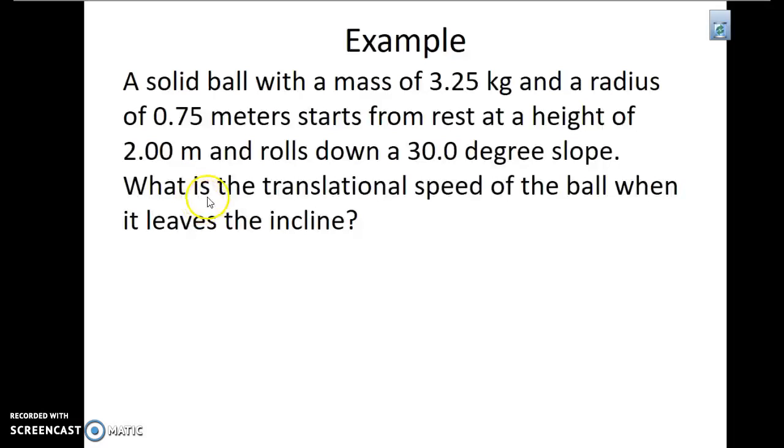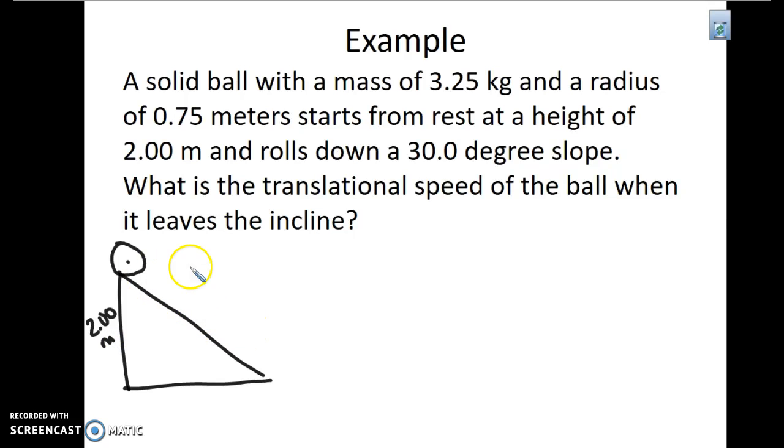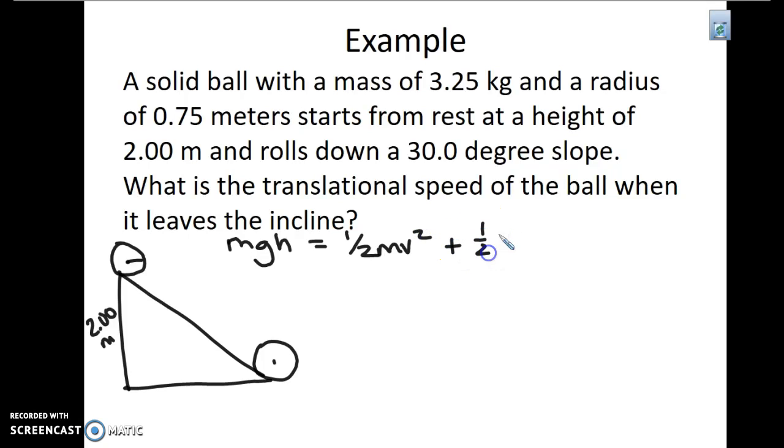All right, so if we look at this problem here, we have a solid sphere, we have a height of 2 meters, it's going to roll down, it has a radius of 0.75, has a mass of 3.25, I don't think we need the 30 degrees, and it's 2 meters high. Well, what we can say here is initially all it has is height, it's not moving. But when it comes down here, it's not only going to have linear, it's going to have rotational. It's going to be rolling and moving in a straight line and rolling.